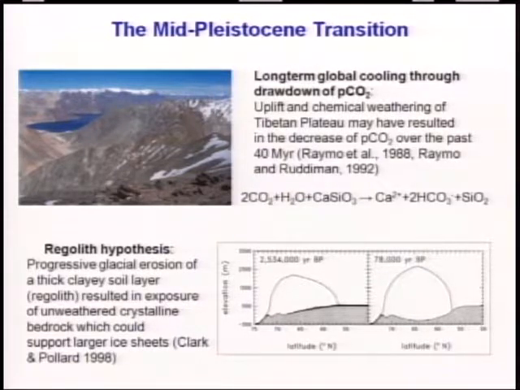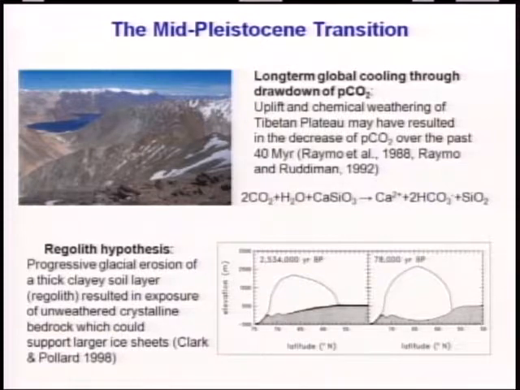And so the way that was explained was that over millions of years there was a weathered soil layer that had built up on the continents, and due to the repeated advance and retreat of the glaciers, this soil layer was eventually removed. And only when the solid bedrock was exposed could these really large ice sheets build up.